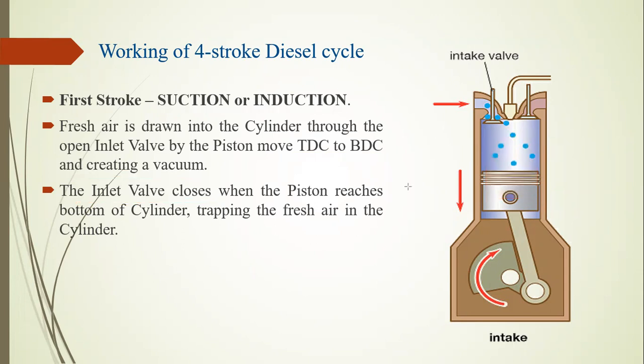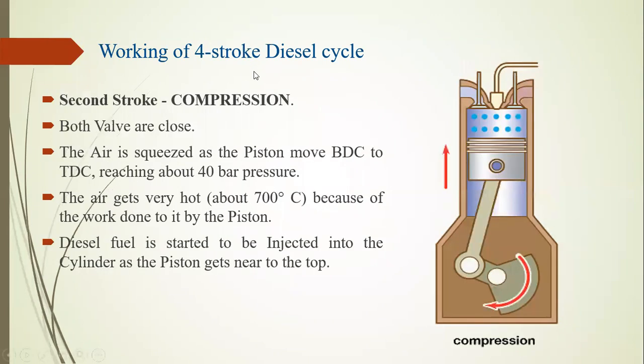Then after that comes the second stroke, called the compression stroke. At this time, the piston moves from its bottom dead center to top dead center. What happens at this time? The air is compressed as the piston moves from bottom dead center to top dead center, reaching a pressure of about 40 bar.